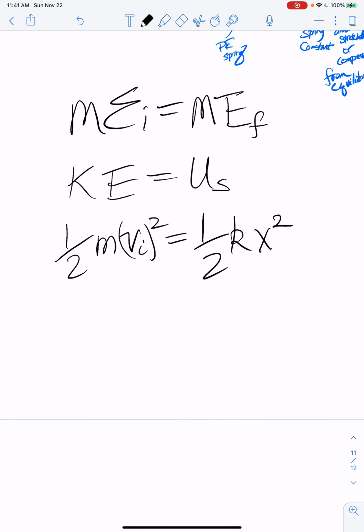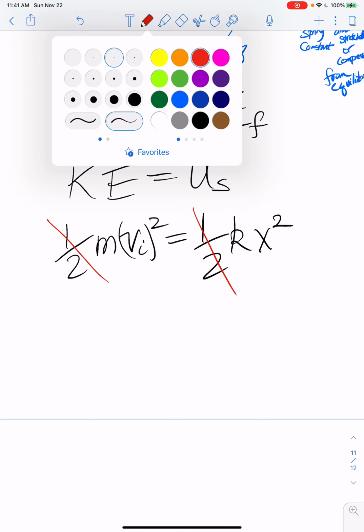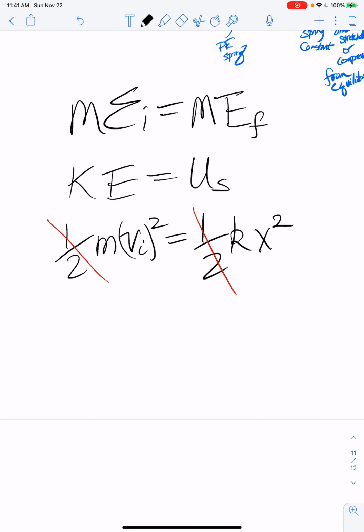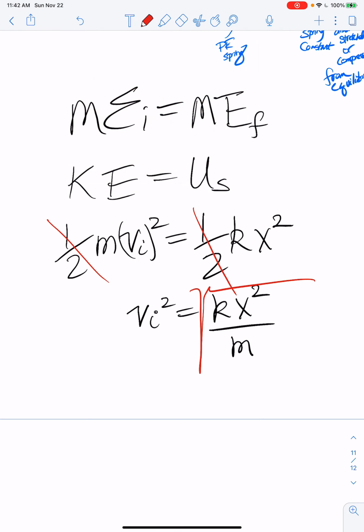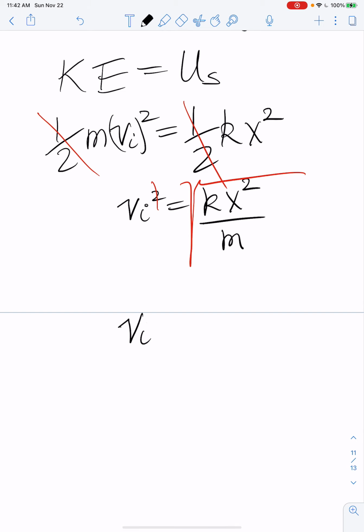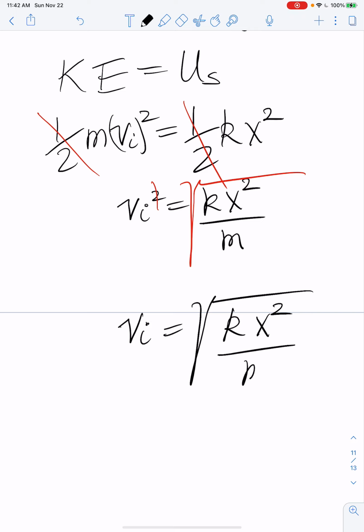Okay, so let's start plugging in. Oh, halves can cancel. That's nice. I think we want to know what VI equals. So we can see here VI squared is equal to kx squared over m, square root both sides, and we get rid of this. So let me rewrite that. So VI then is equal to the square root of kx squared over m.